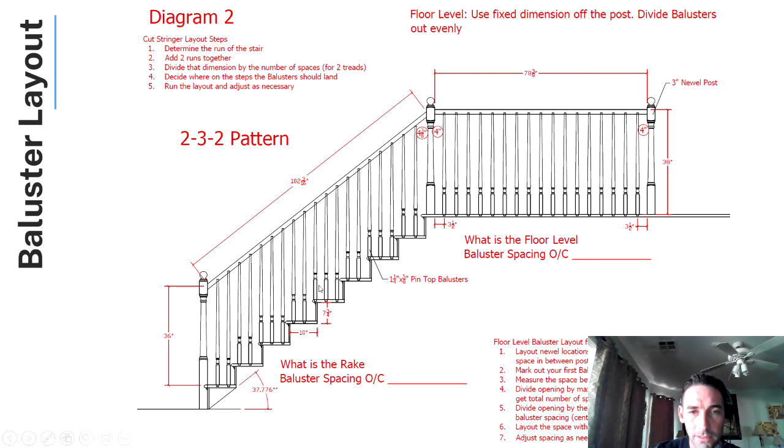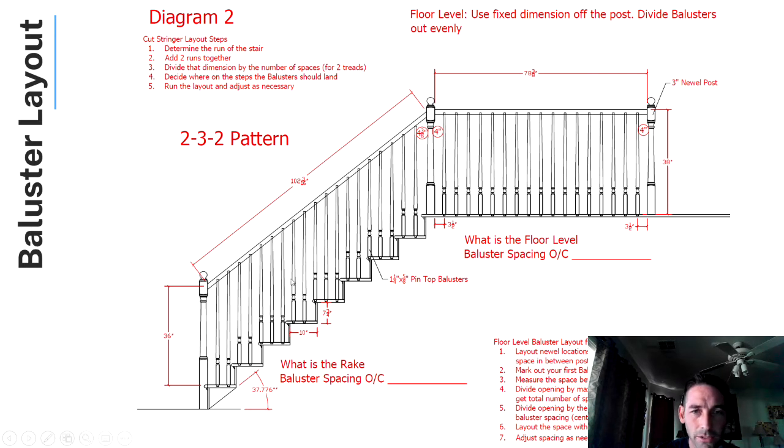That's going to be a different set of math, and we've done that up here. Because this is a 2-3-2, it means we're going to use 2 runs to get our spacing. So you've got to add those 2 runs together. We've got a 10-inch run and a 10-inch run. We're going to add those together. That gives us 20 inches.